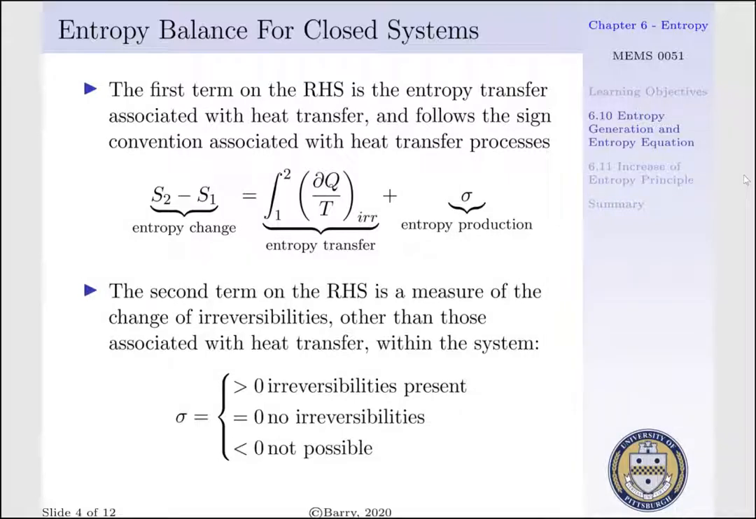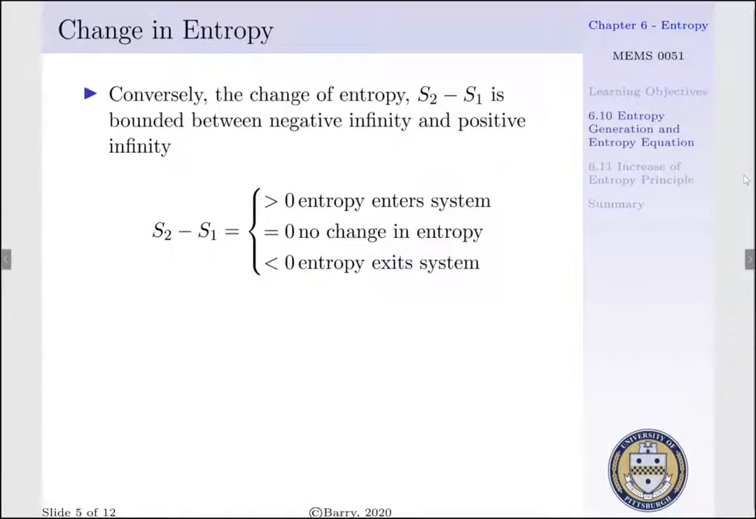Now, sigma can take three possibilities. Sigma can be greater than 0 when irreversibilities are present. Sigma can be equal to 0 when there are no irreversibilities. And sigma cannot be less than 0. Conversely, our change of entropy, S2 minus S1, is bounded between negative infinity and positive infinity.